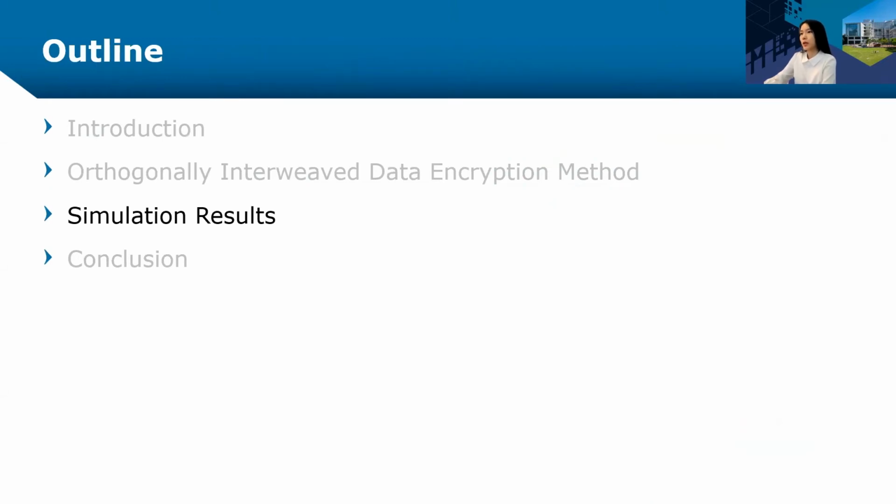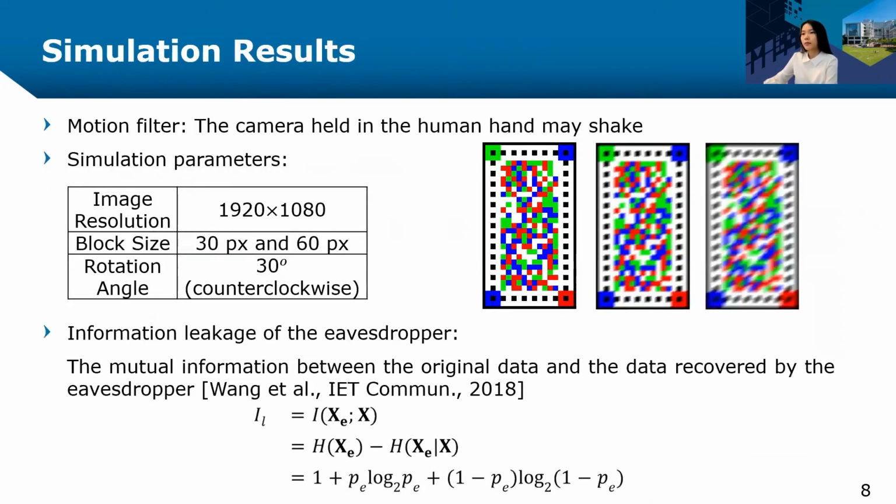Here, I will illustrate the simulation results. We generate the color code images with different block sizes and add a motion filter to the recorded images. We also develop the information leakage of an eavesdropper to quantitatively evaluate the security performance of the proposed data encryption method.